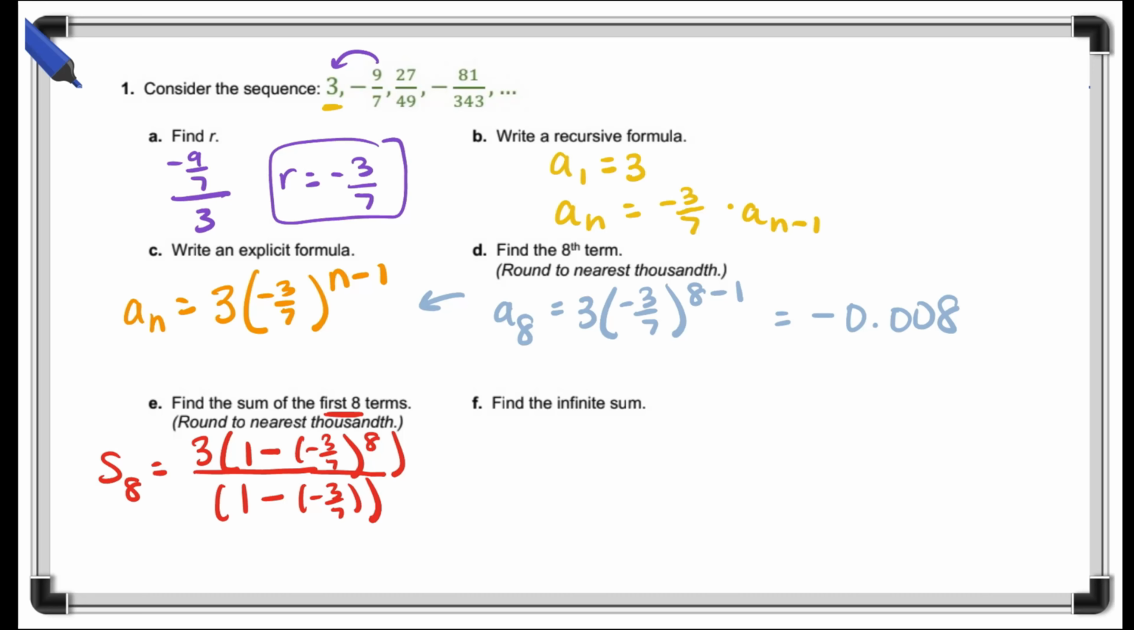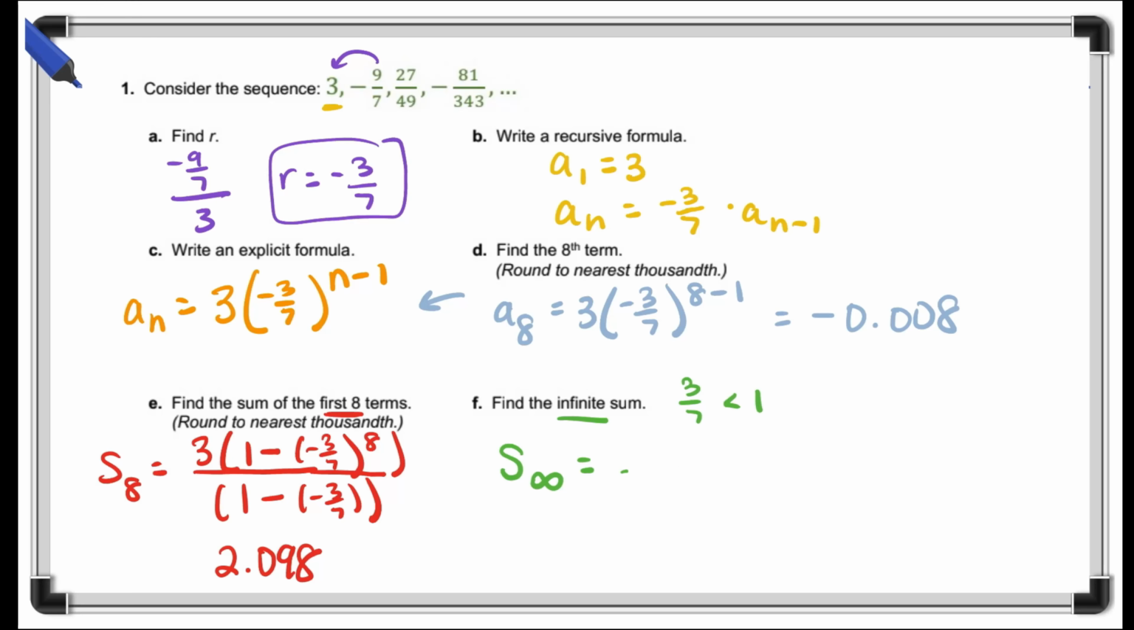So when we find our sum, it's approximately 2.098. Now we're going to find the infinite sum, so that's our last formula, S sub infinity. Now we can do this because the absolute value of our r value is less than 1, right? So 3 over 7 is less than 1, so we're good there.